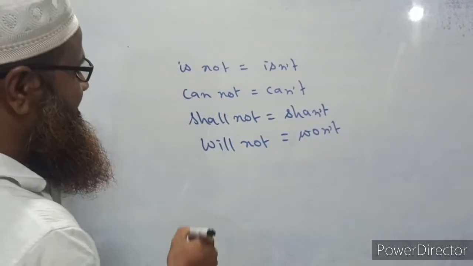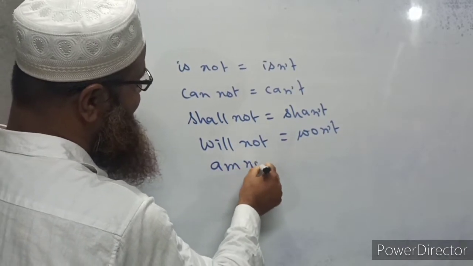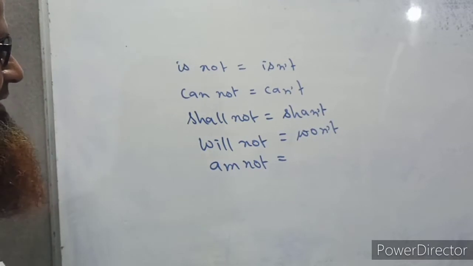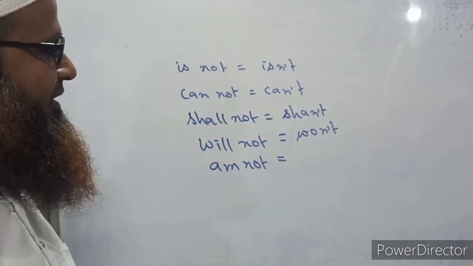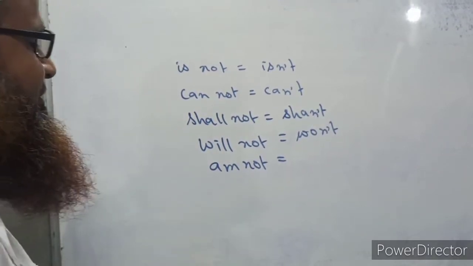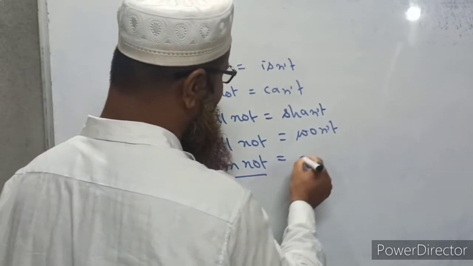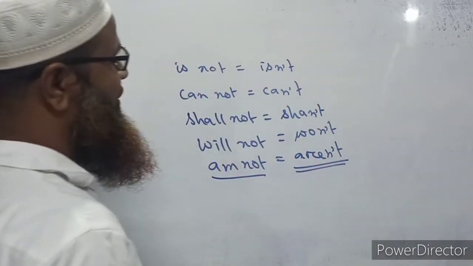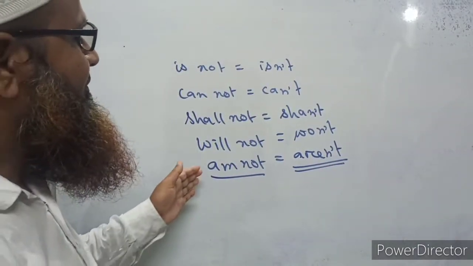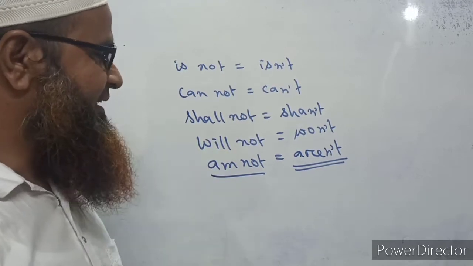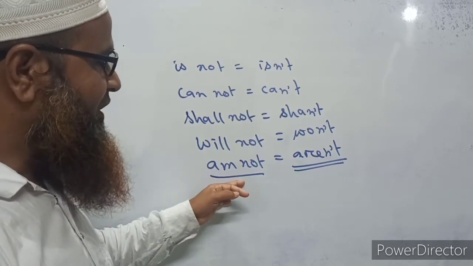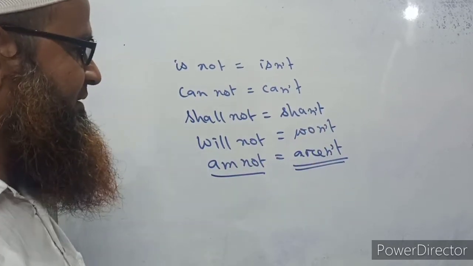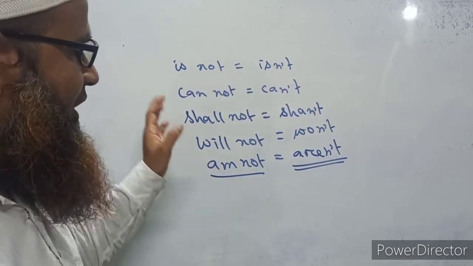And again, we use am not. Am not never becomes amn't. But in case of a tag question, we use am not as aren't. It is applicable in the form of tag question only, not in other transformation of sentences. So we have to remember it. Am not always becomes aren't in case of tag question only. So we should always remember it.